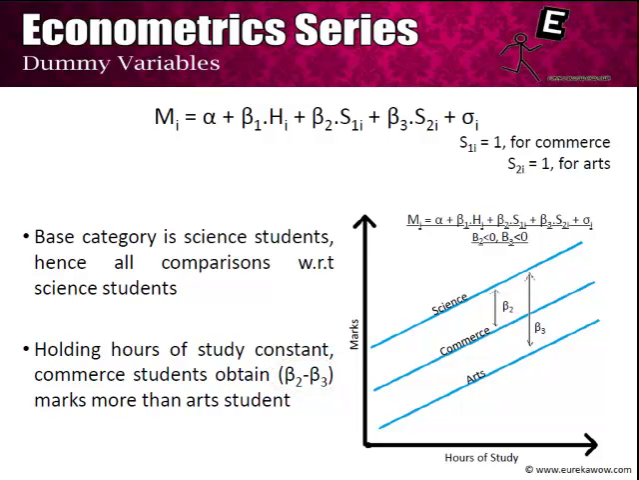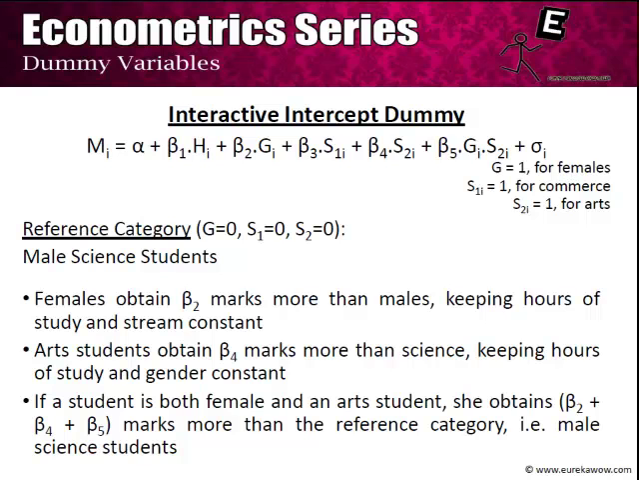What we are assuming thus far is that the effect of the stream and the effect of gender is separable and independent. However, that might not always be true. For example, we might see that a female art student performs better than a male art student, but a male science student performs better than a female science student. Hence, we might see that there are differences in the way these two categories interact with each other, and hence we cannot say that these two qualitative variables are independent of each other. This is the case of an interactive intercept dummy.